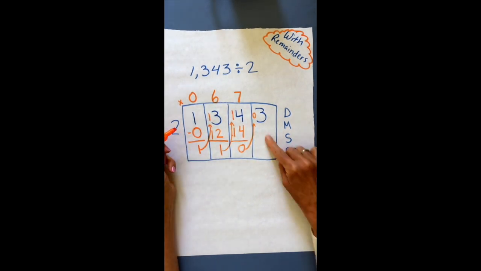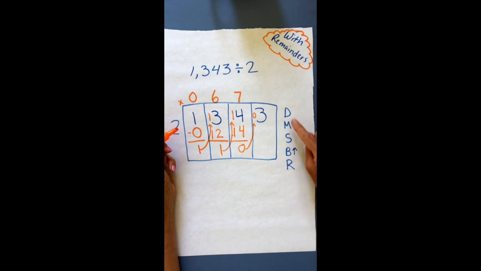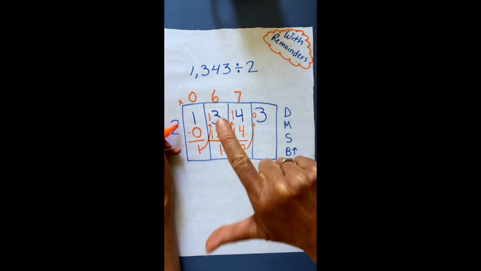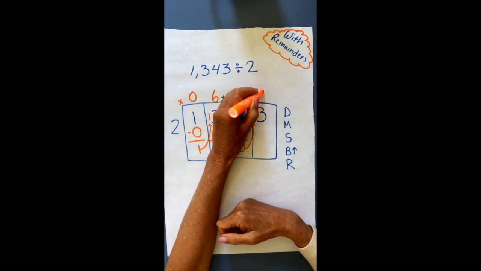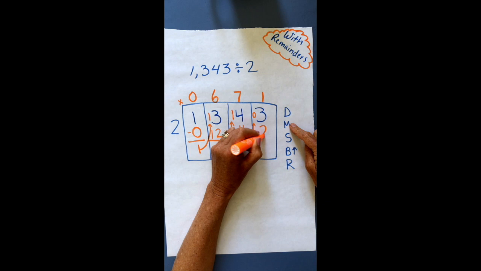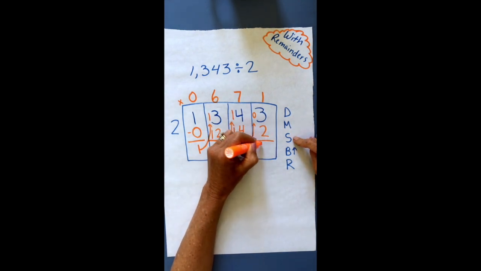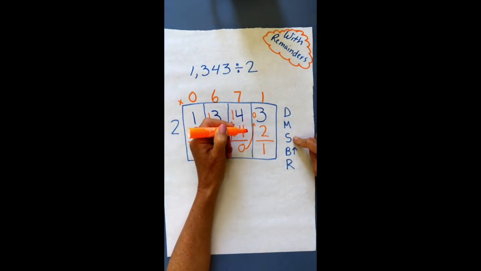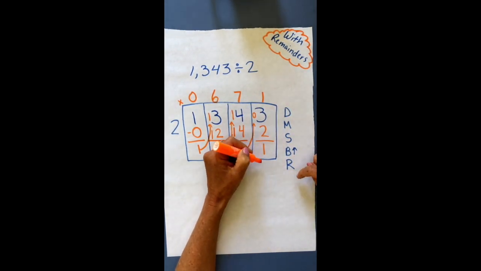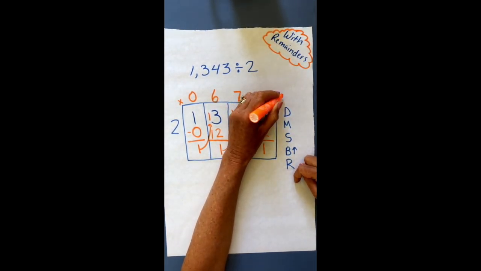And now I'm in my last column, and I'm repeating. So I divide. How many 2s are in 3? 2, 4, that's too many, so 1. Now I'm going to multiply. 1 times 2 is 2. Now I'm going to subtract. And now I can bring up, but there's no column to bring it up to, so this must be my remainder. So I write R1.